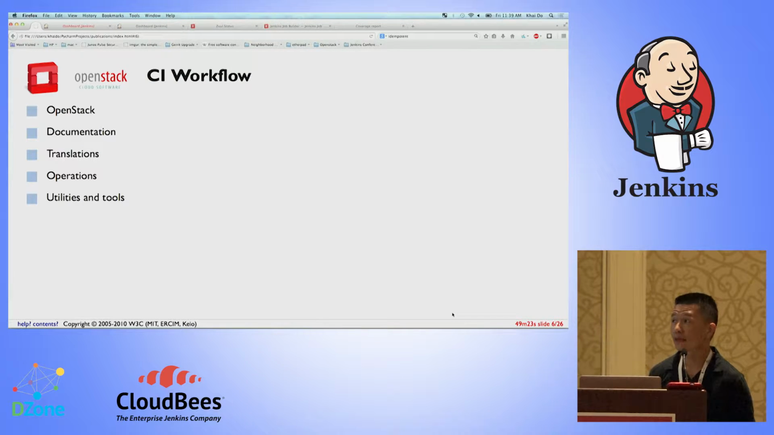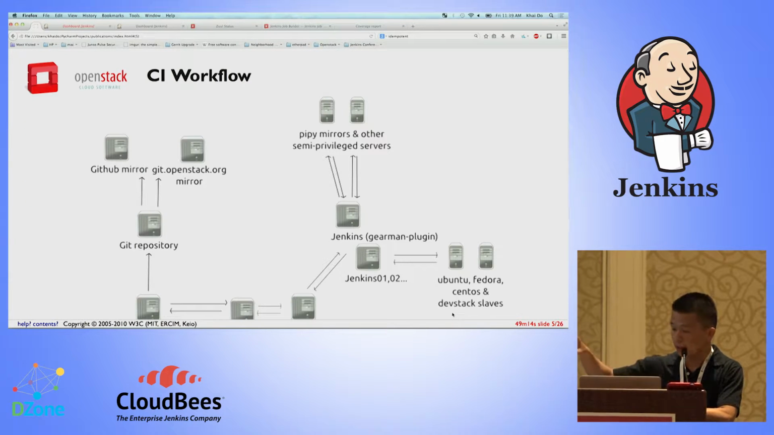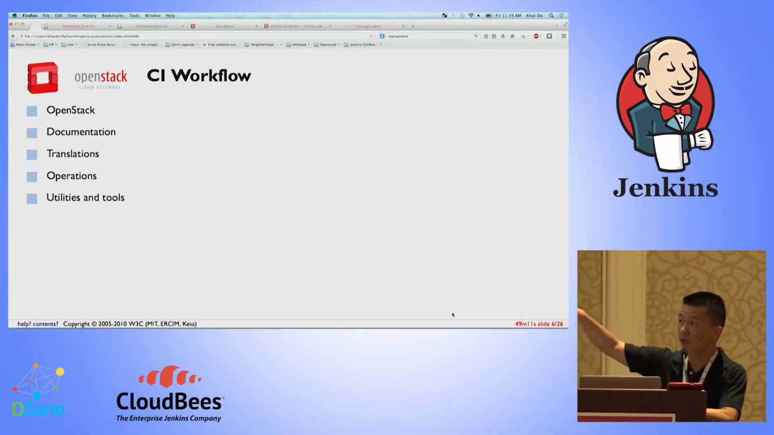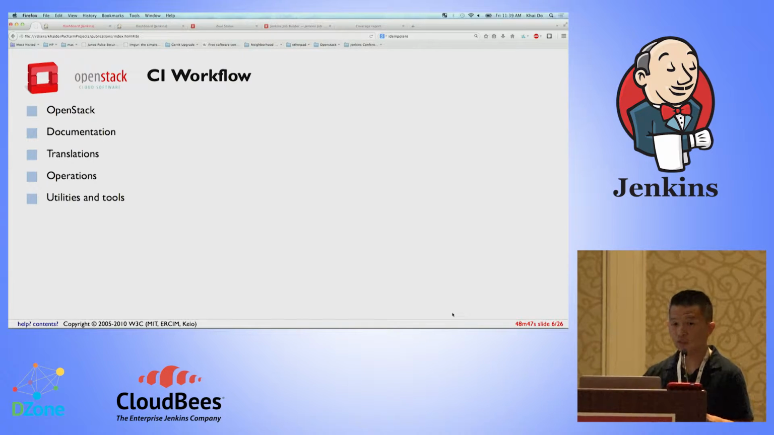I'll reiterate this, I guess. Our CI workflow, the one I showed you in the last slide, we use it to run all of our OpenStack jobs. Those are the core OpenStack projects, to name a few, like Nova, Cinder, Swift. Those projects make up OpenStack. We use them for our documentation jobs. We have a bunch of documentation for each one of those projects that needs to be built, and that goes through Jenkins as well. We use them for translations, and we use them for our operations jobs.